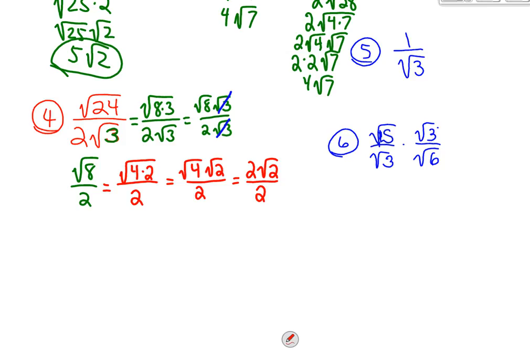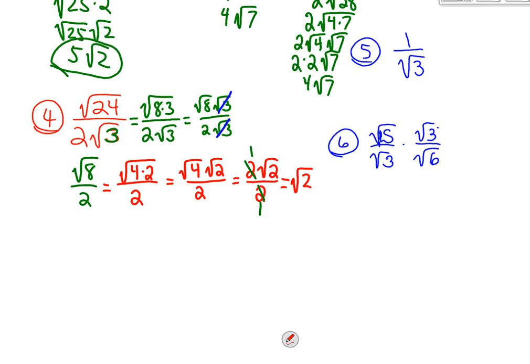Now I have two number 2's outside of the radical. One is in the numerator or top, one is in the denominator or the bottom. So I can say 2 divided by 2 is 1, and I get for my final answer just plain old the square root of 2 over 1, which we can write as the square root of 2. I put my number 5 up over here, so take a minute and write number 5 as 1 over the square root of 3.